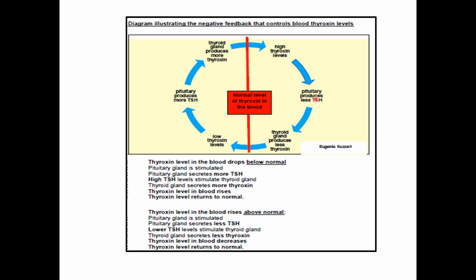The pituitary gland will secrete less thyroid-stimulating hormone. This will act on the thyroid gland to produce less thyroxine, and that will bring your levels back to normal. Then, your normal blood thyroxine level.